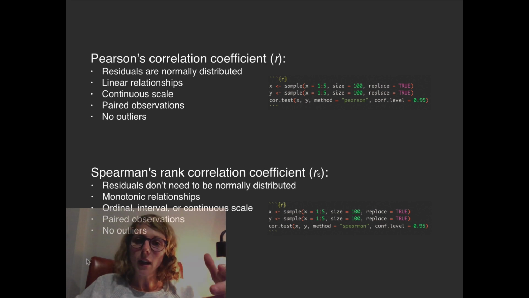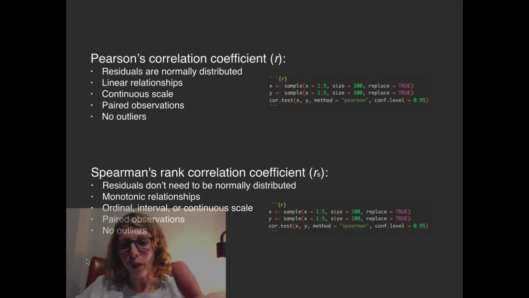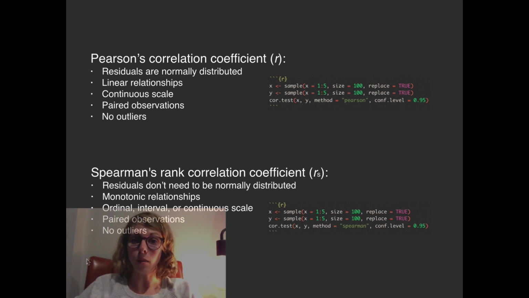And then we can see whether or not there is a correlation between those two random samples of values between 1 and 5, which is what the third line of code is doing. So you can see I've specified Pearson as a method in the top code chunk, and Spearman as a method in the bottom code chunk. So here I've just simulated some data to serve as the values for our X variable and our Y variable. And we want to know whether or not the values in those two variables are correlated.